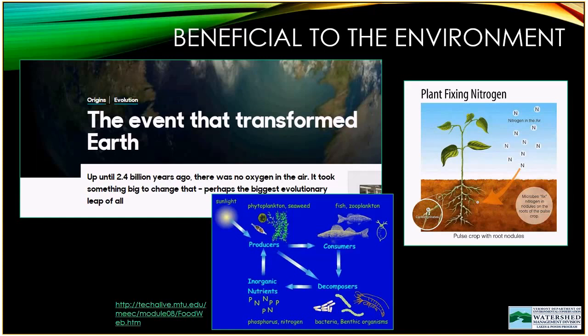Again, nitrogen is something that's not very abundant in the environment, and so when cyanobacteria can pull gaseous nitrogen out of the atmosphere and use it for cells, it can be transferred through the food web when they are eaten by other organisms.